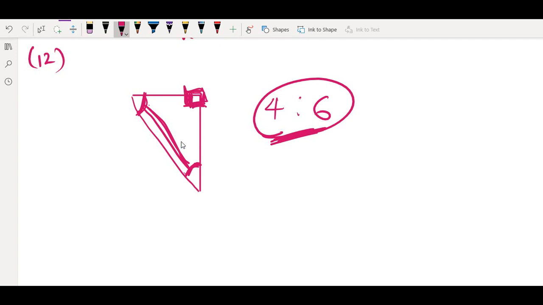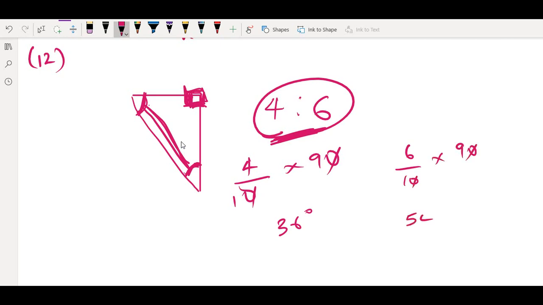So these two angles are sharing 90 degrees in the ratio 4 is to 6. So the first one, 4 over the total 10, times 90 will be what? Then the second will be 6 over 10. So those are the acute angles.